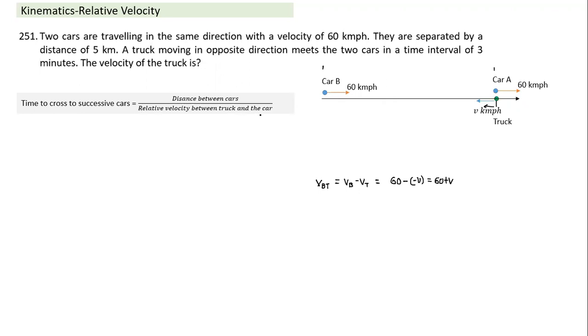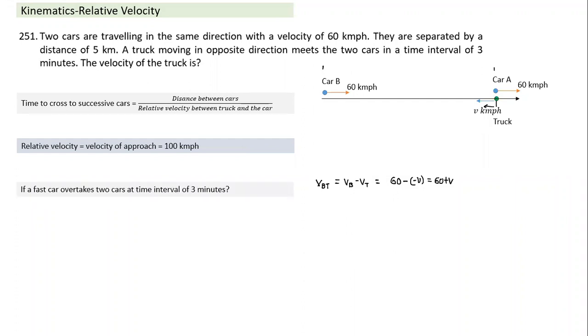So the time for the truck to reach the successive car is distance by speed, but we are talking about the relative speed between the truck and the car. Since the distance is 5 kilometers and the time is given as 3 minutes, we can arrive at the relative velocity. 5 kilometers in 3 minutes is equal to 100 kilometers per hour, 20 into 5. So the relative velocity comes to 100 kilometers per hour. It means 60 plus V is equal to 100.